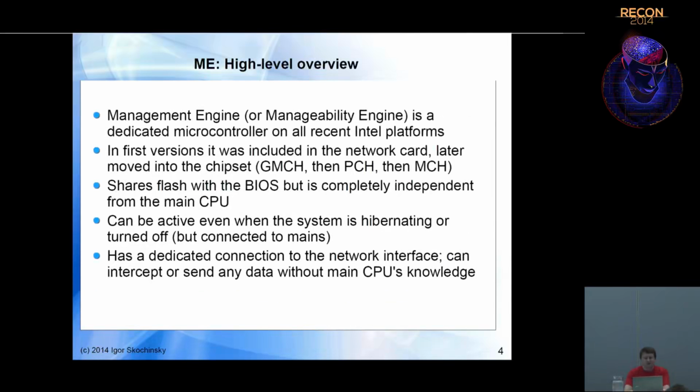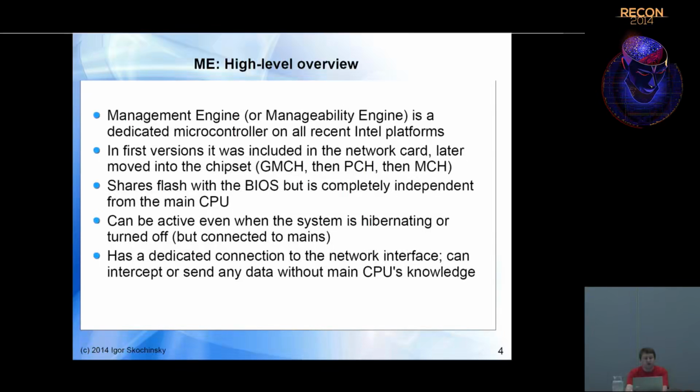So let's talk about ME. ME stands for Management Engine or Manageability Engine. Intel cannot decide which one it is. So this is a dedicated microcontroller which is embedded in all recent Intel platforms. It is embedded in the chipset. So on your motherboard you usually have the processor, and then you have some supporting chips from Intel. ME is usually in one of those supporting chips. It's part of the chipset, so it's a separate microcontroller. It's not Intel x86, but usually some other core.